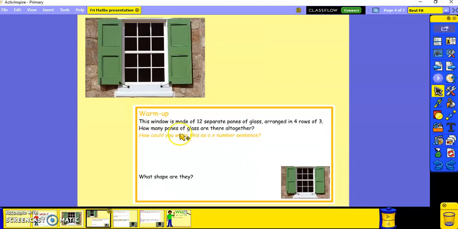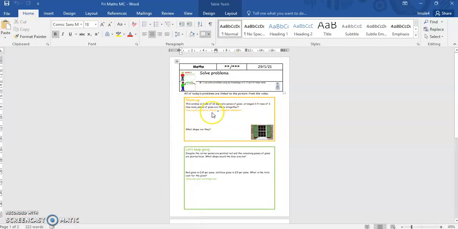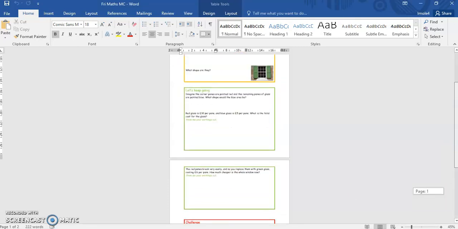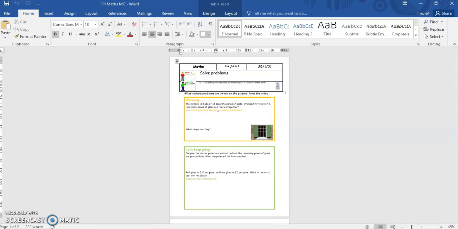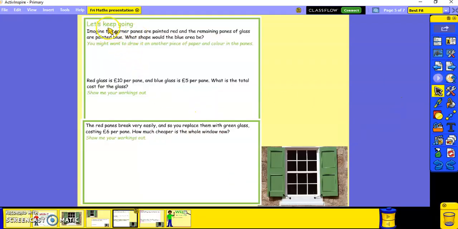So if we have a look, that one was an orange question, it was the warm-up. And today's sheet has actually got an orangey yellowy colour warm-up, a green let's keep going, and then a red challenge. So let's have a look at the next part. So let's keep going. Imagine that the corner panes are painted red and the remaining panes of glass are painted blue. What shape would the blue area be?